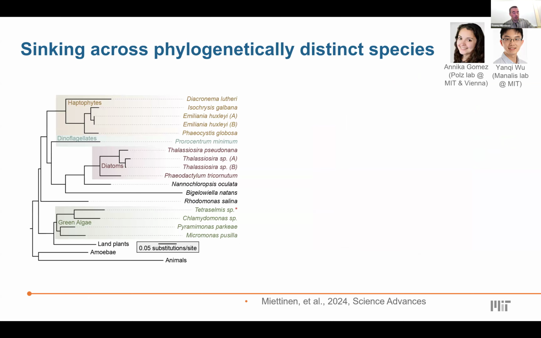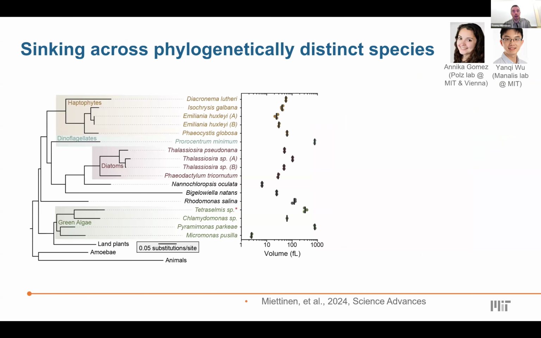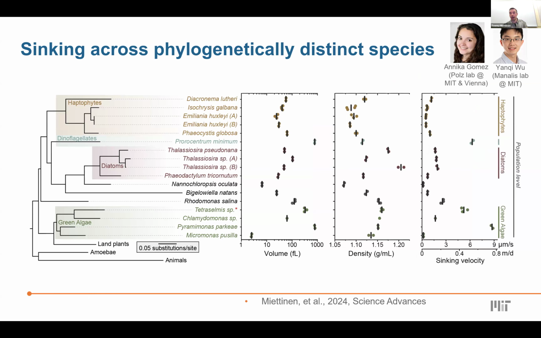In a previous study with the Polz lab, who used to be at MIT and is currently in Vienna, we scanned through a medium number of species from across the tree of life. These are all single-cell phytoplankton. We mapped out their typical volumes in high-growth environments, their densities, and their sinking velocities. What you'll notice immediately is that you get a couple orders of magnitude of range in sinking velocity, shown here on the right.